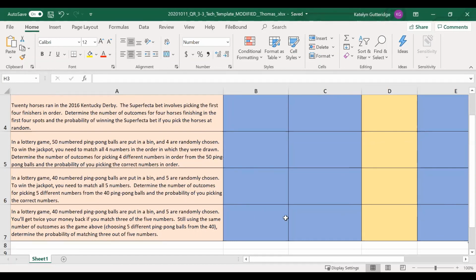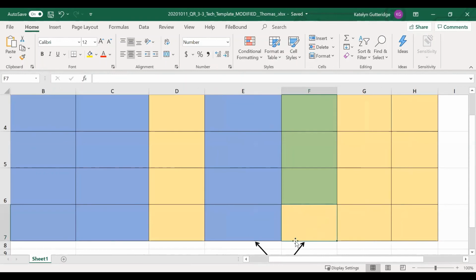So on that last one, you will have to get a little creative when it comes down to the total number of outcomes in this gold cell. That's the odd one out down here. But just remember, you are doing 2 combinations that you will multiply together.